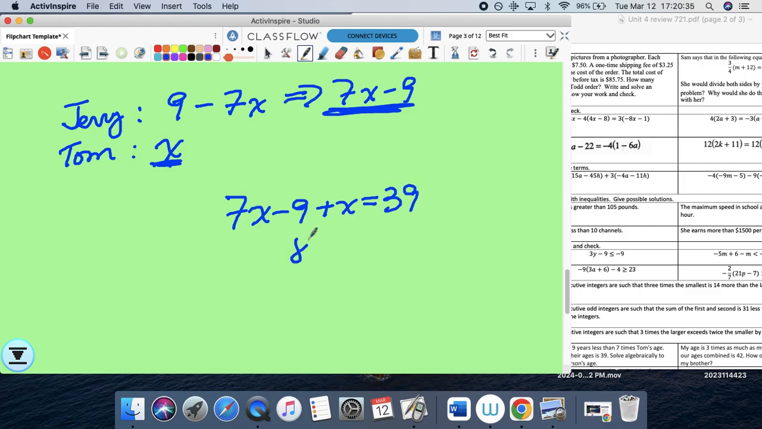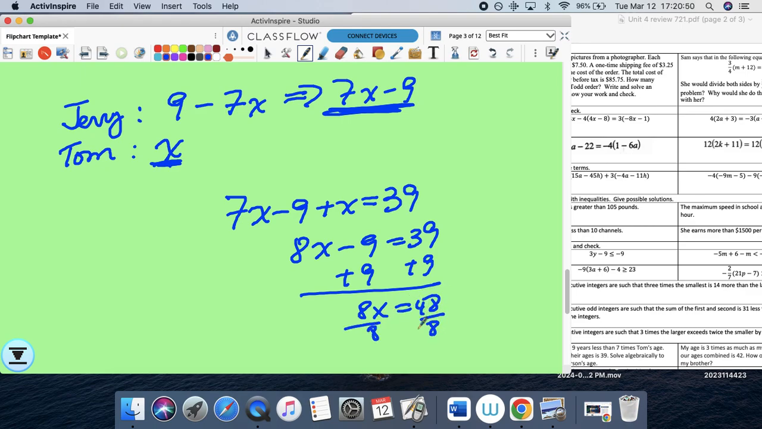7x and x becomes 8x. Minus 9 equals 39. We're going to do plus 9 on both sides. 8x equals 48. We're going to divide both sides by 8. And x equals 6. So that means Tom is 6. And Jerry is 7 times 6 minus 9, which is 42 minus 9, which is going to give us 33.